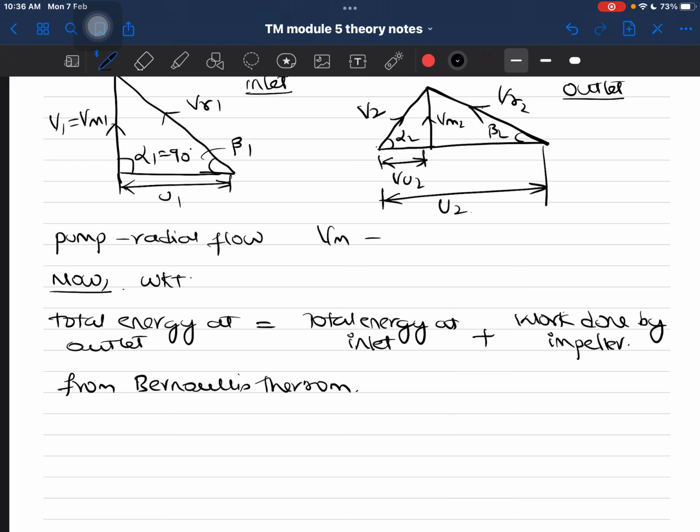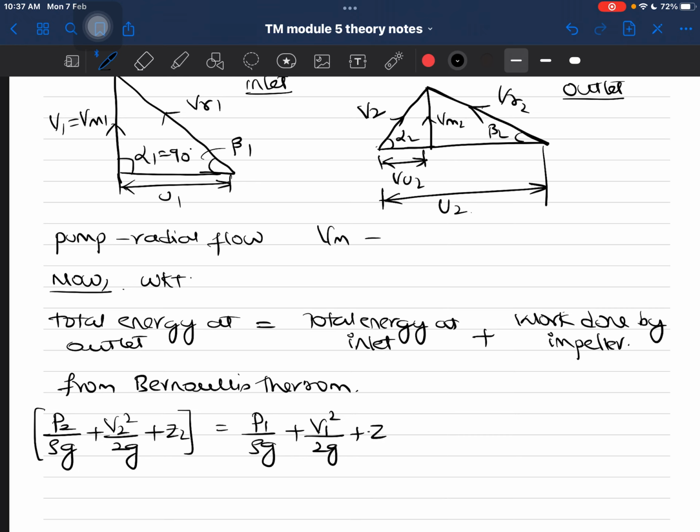that the total energy at the outlet is given by P2 divided by rho g plus V2 square by 2g plus Z2. So this is the total energy available at the outlet as per Bernoulli's theorem. That is equal to the total energy at the inlet, P1 divided by rho g plus V1 square divided by 2g plus Z1. Now the work done is given by U2 Vu2 divided by g. This is the work done by the impeller, as we have discussed in the last derivation also.